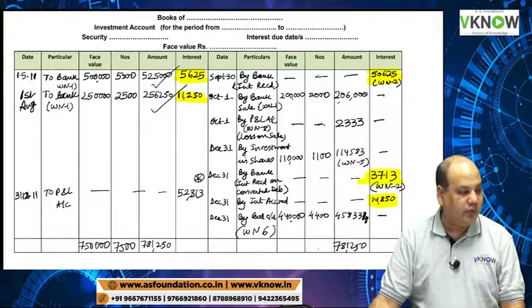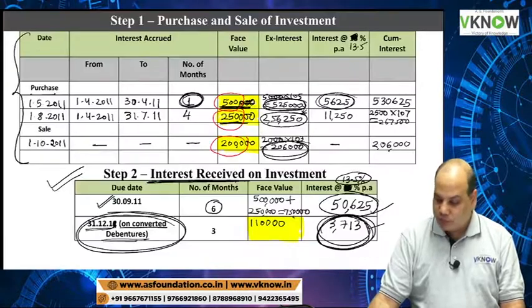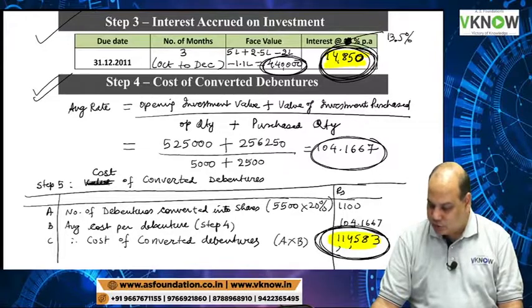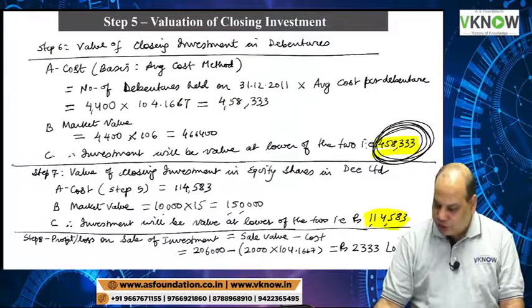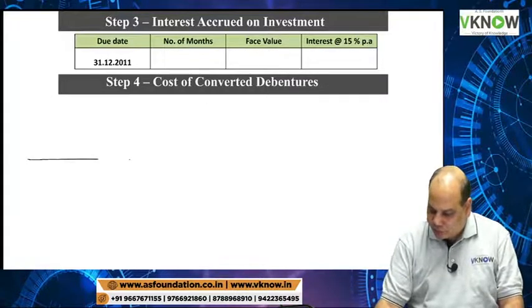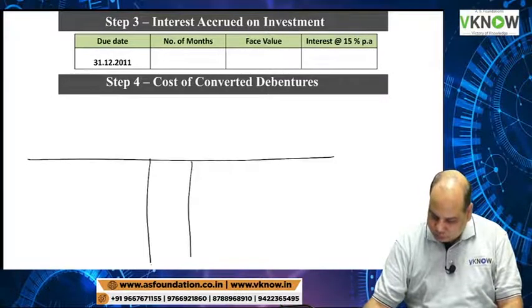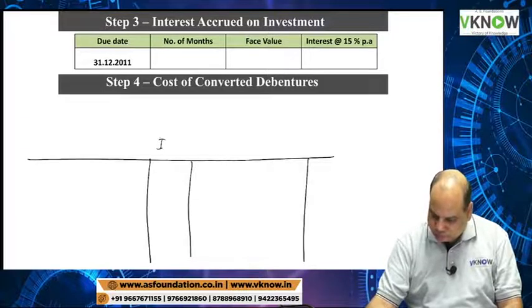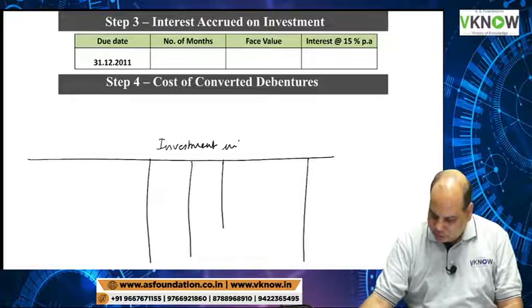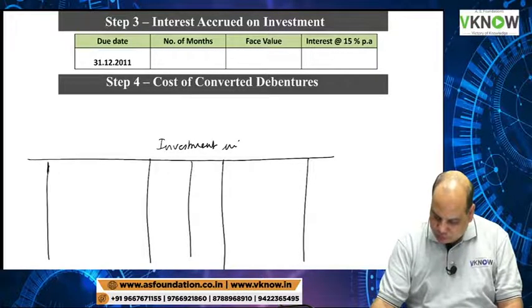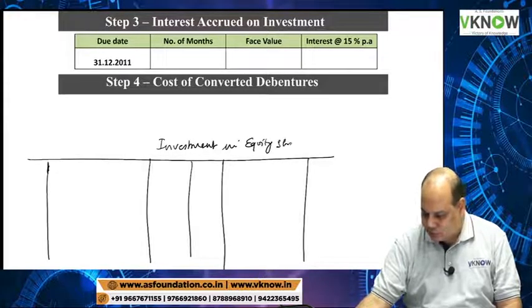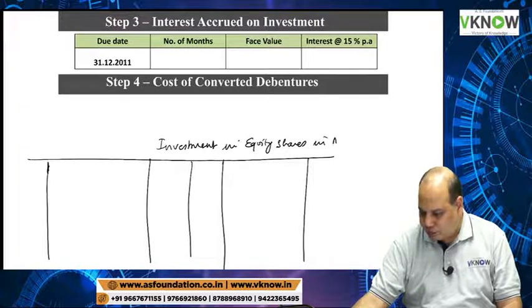This investment in debenture is over. We will prepare one investment in equity share account also. So write down one small account you prepare. Investment in equity shares in D Limited.